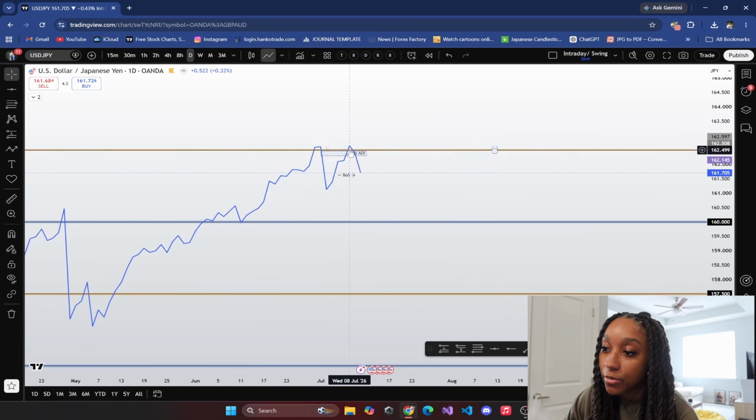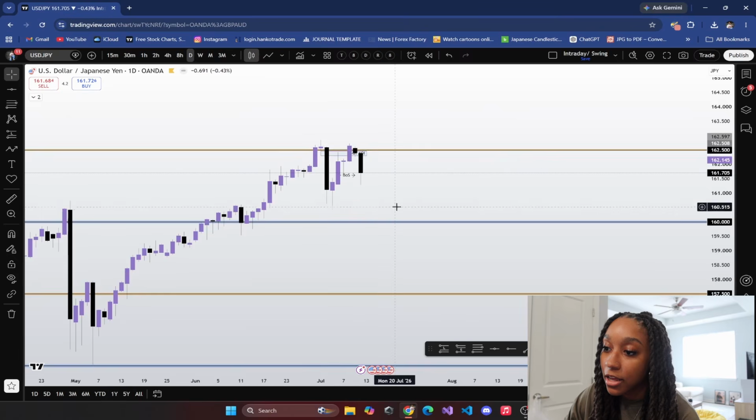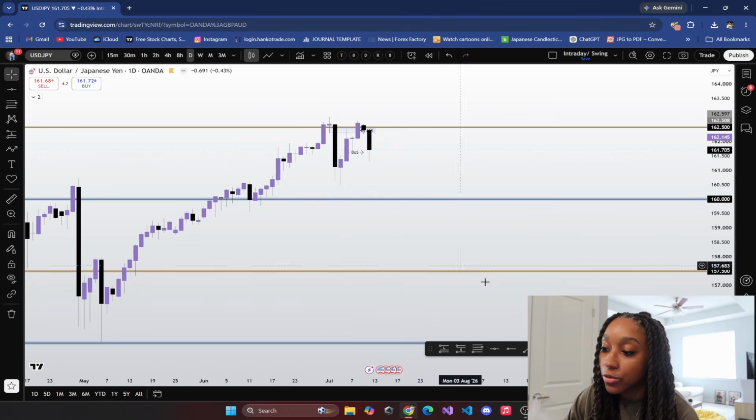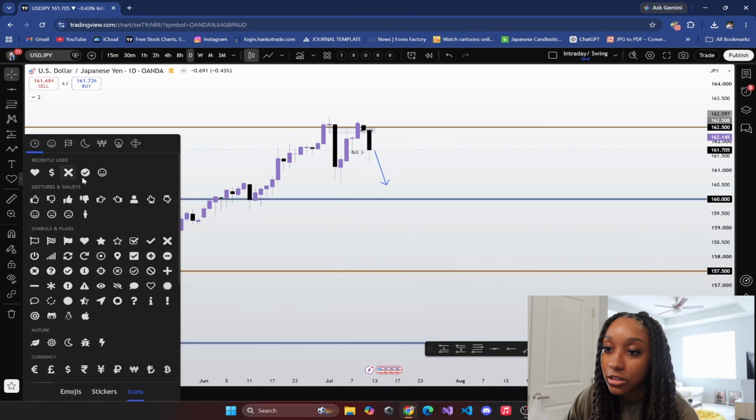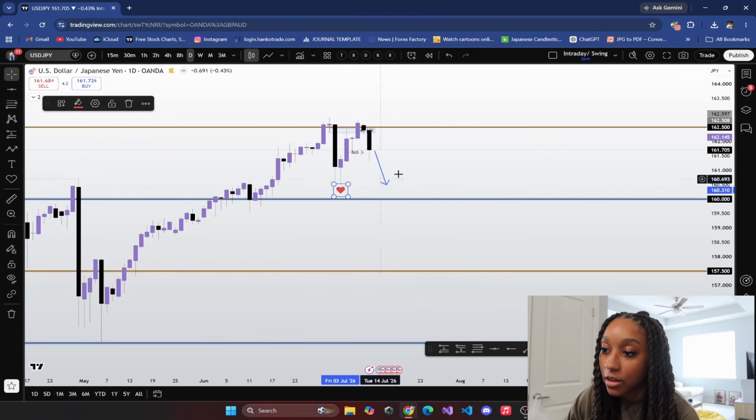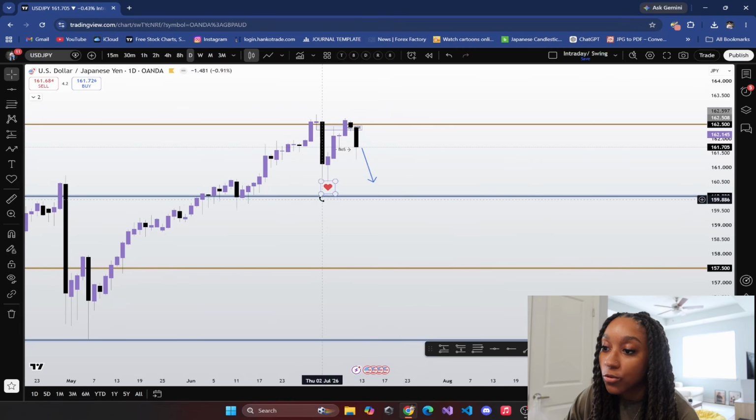We came back and we made equal highs on the daily. And we broke back below, as you can see, potentially looking to create a new lower low. So I am targeting liquidity right here. There is liquidity sitting below these wicks. And there's also the psychological level 160.